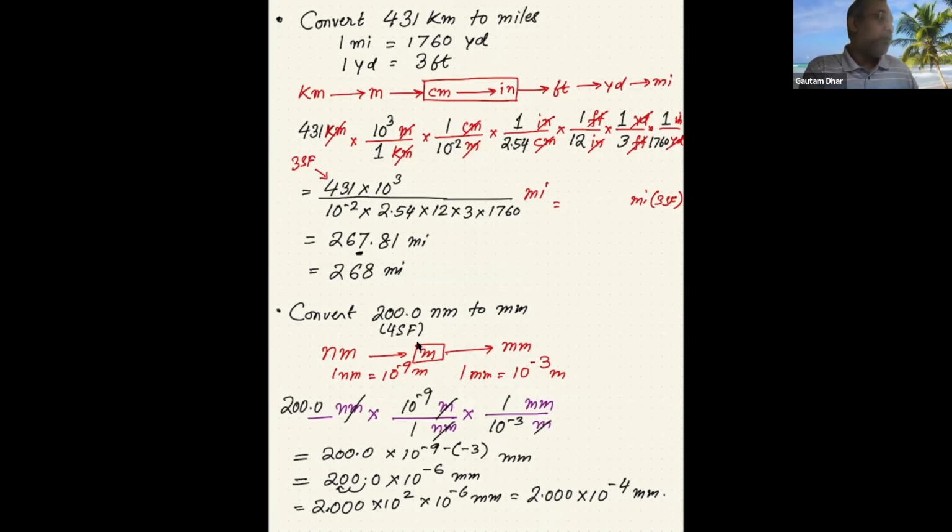So how can I go from kilometer to miles? I have the map in front of me. Can you all see the map?